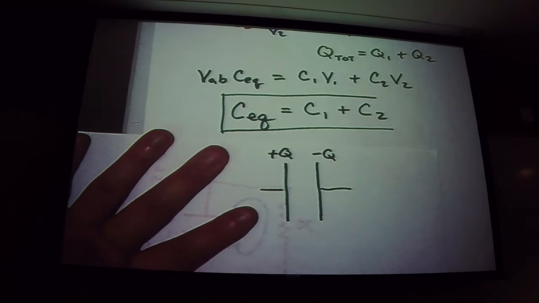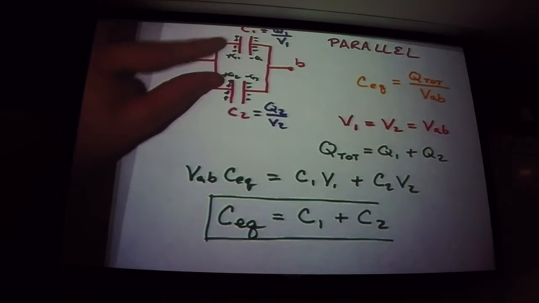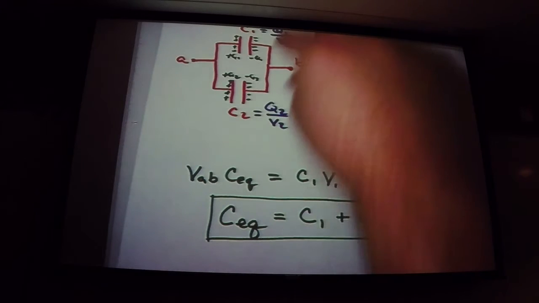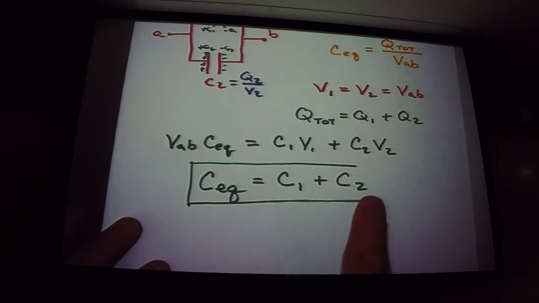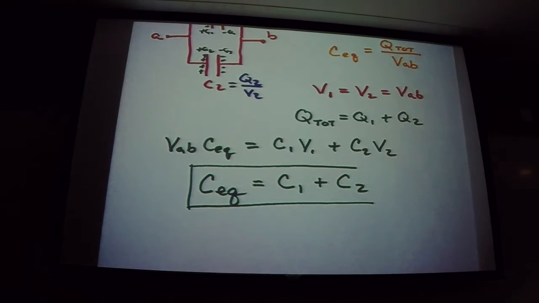Did you have a different question? No. So in other words, when I have positive Q1 plus Q2 on this plate and negative Q1 plus Q2 on that plate, notice that Q1 plus Q2 is what's said to be stored. This is the total. Now C1 plus C2, okay? Which actually makes sense if you think about it, because what you're doing is adding areas here. You're adding more space to store charges between my two access points, and so I can store more charge.